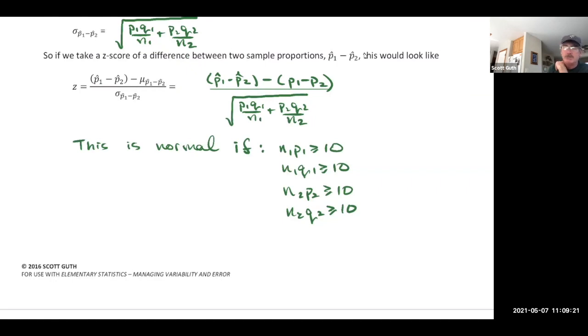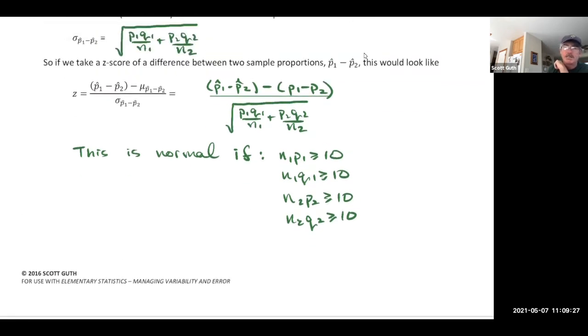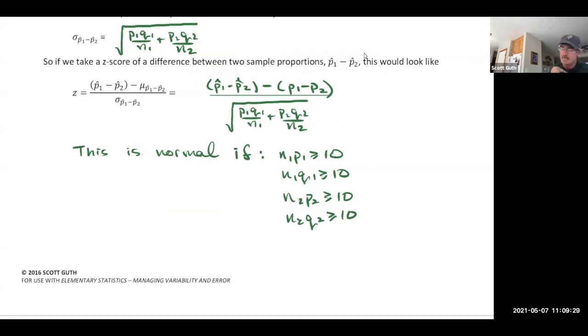Differences are normal if the populations you're subtracting are normal. So they both have to be normal. Any questions with all that? So this is our test statistic for the next lesson. Any questions?